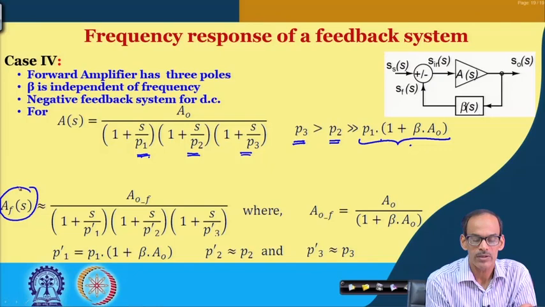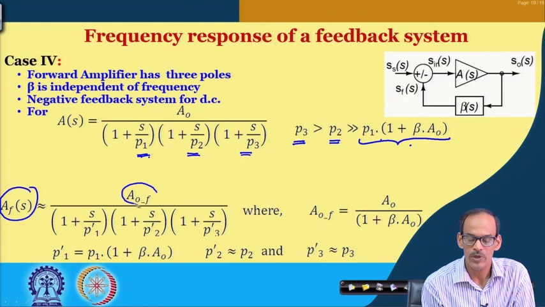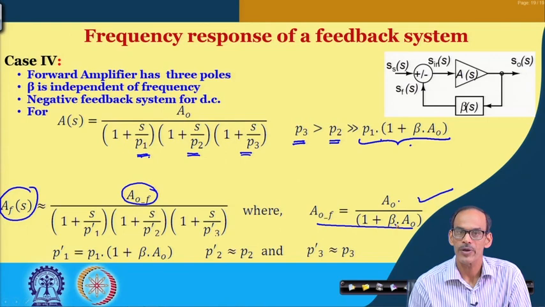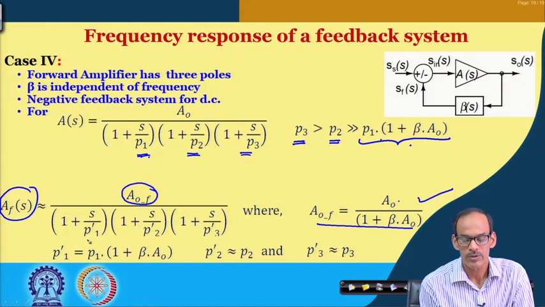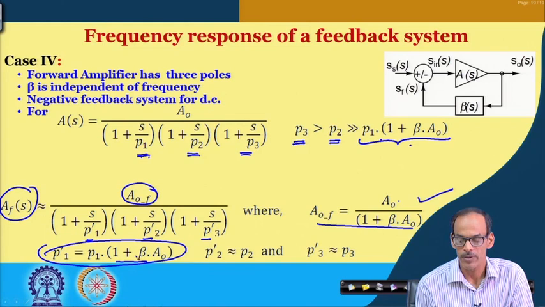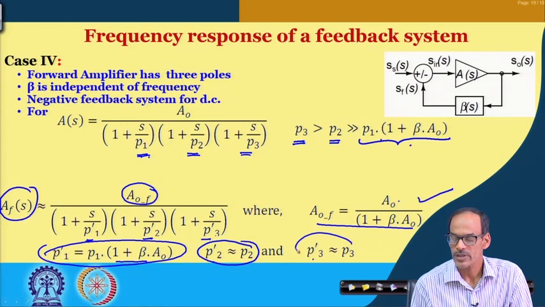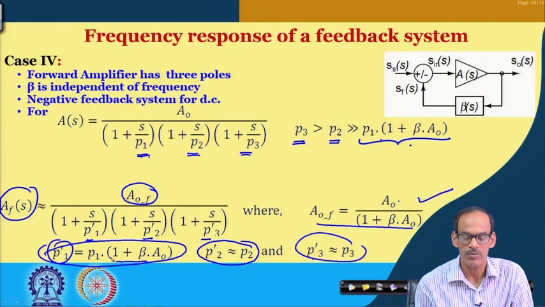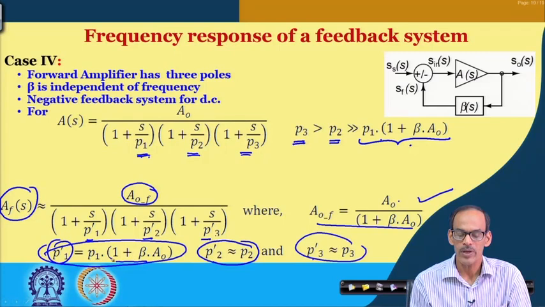then we can say, if we extrapolate our previous analysis, that it is having low frequency gain defined by this equation, A naught divided by 1 plus beta into A naught, and then it is having 3 poles, namely P 1 dashed, P 2 dashed and P 3 dashed. P 1 dashed is the shifted version of P 1 by a factor of 1 plus beta into A naught. P 2 dashed and P 3 dashed, on the other hand, are approximately remaining at the same position as P 2 and P 3; only P 1 dashed is getting shifted by this factor. Okay. So, that is how you can analyze a circuit.